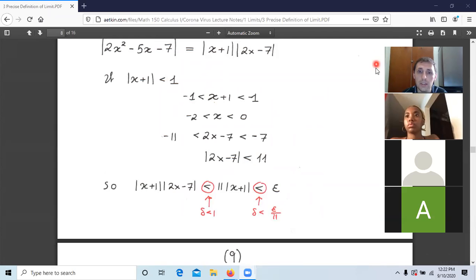Well, you can think of it this way, but I'm just thinking, okay, 2x minus 7 is a number between -11 and -7. What is the biggest magnitude this number can achieve? And that's the absolute value thing. The biggest magnitude can be 11. You can think of it otherwise, but this is just intuitive.